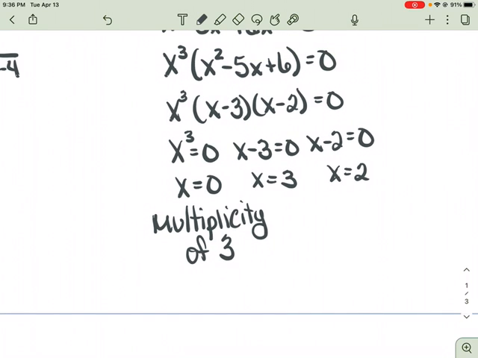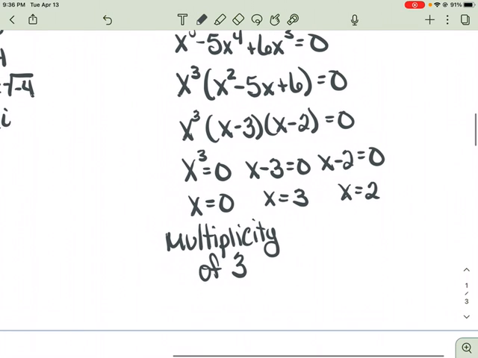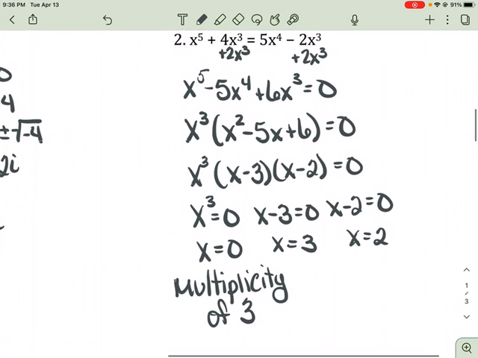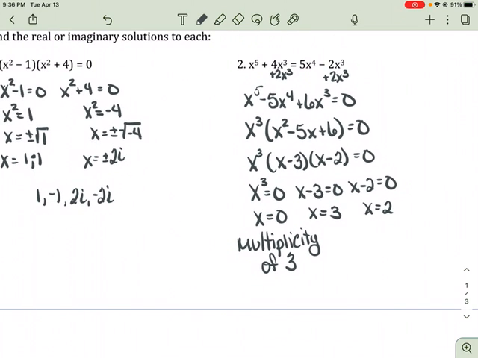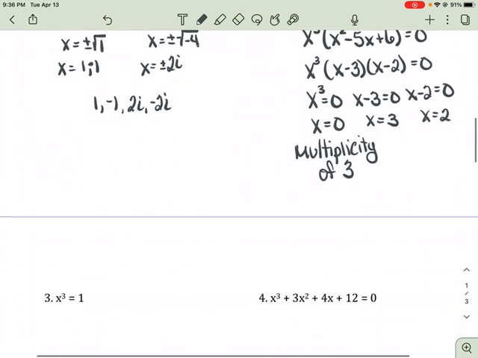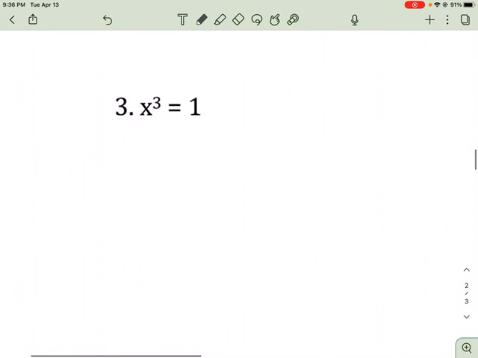Okay, so you have 3 zeros, a 3, and a 2 for a total of 5 roots. And that is also our degree. So we've got them all. Okay, so that's kind of like thinking about how many answers you should have. All right, let's try this one.